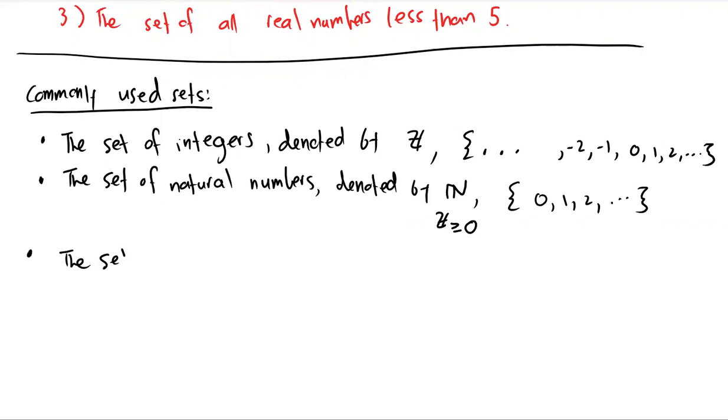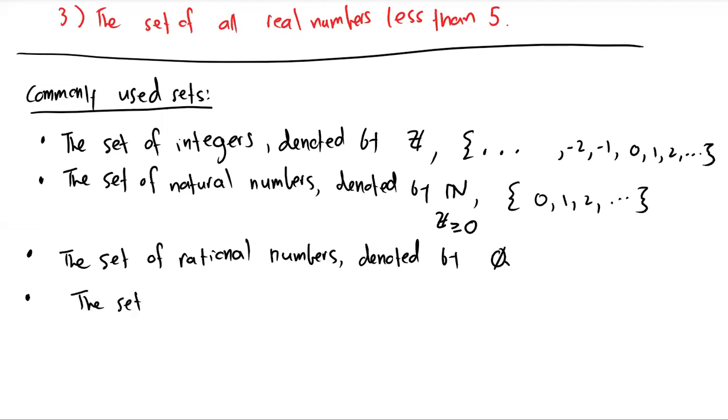Then just two more. The set of rational numbers, which I can't define yet because I need to do some things first. This one is denoted by the letter Q, again with a line through it. And then finally, the one we're going to be using the most is the set of real numbers, denoted by a capital R with a vertical line. So these are the commonly used sets that we're going to use.